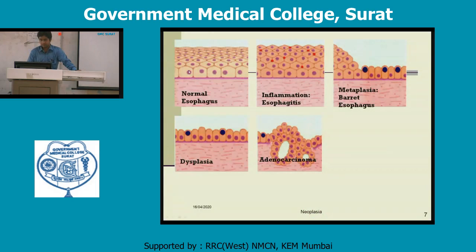Again the similar slide. It is a normal esophagus lined by squamous epithelium. Long-standing inflammatory changes may lead to columnar metaplasia. If it remains untreated, dysplastic changes can occur and may transform into adenocarcinoma.